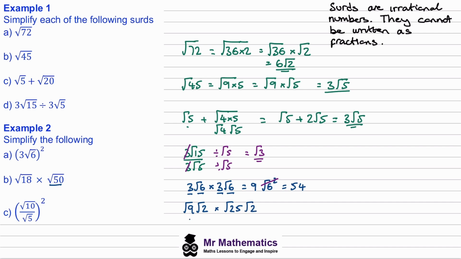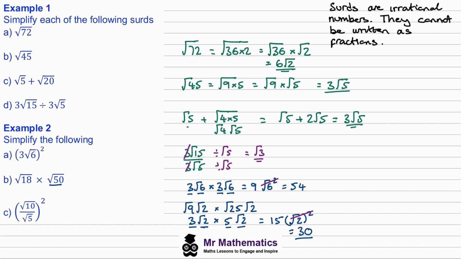The square root of 9 is 3, and the square root of 25 is 5. So now we've got 3 times 5, and root 2 multiplied by itself, so root 2 squared. And again, the root and the square will cancel. So we've got 15 times 2, and this will give us 30.